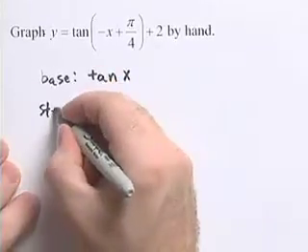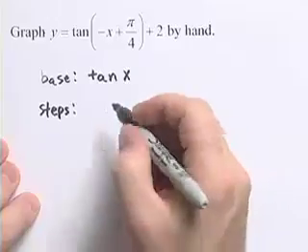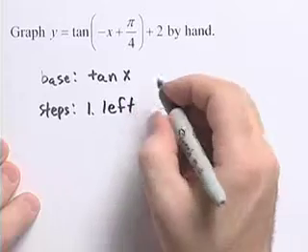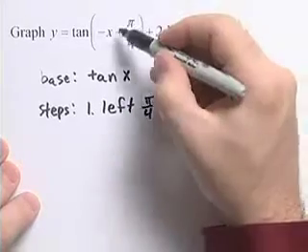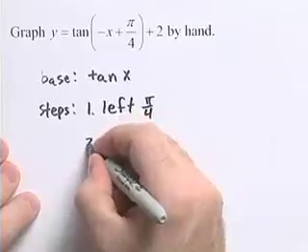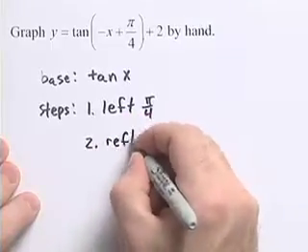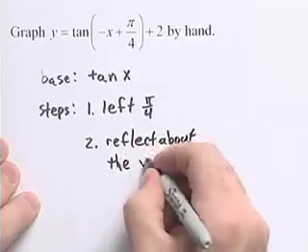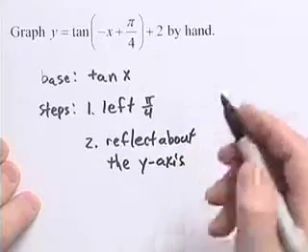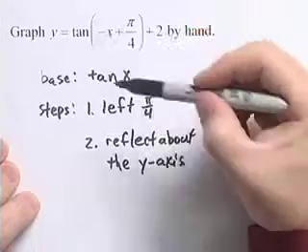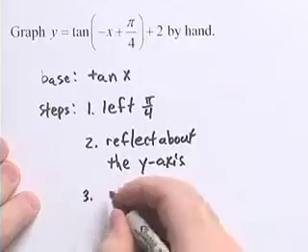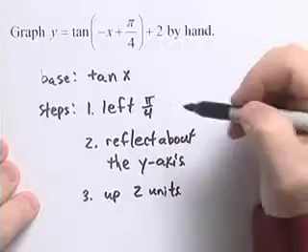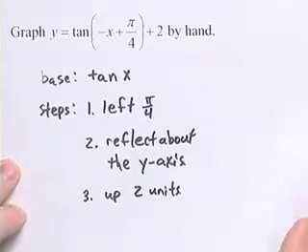To get to the graph of our given function from the graph of our base function, we need to first shift the graph of our base function to the left by pi over 4 units. So the plus pi over 4 tells us to do that. Next, we're going to reflect about the y-axis. Remember, that means we change x to negative x. That's what this tells us to do. And then the third thing we're going to do is shift the graph up 2 units. And that's what this plus 2 out here tells us to do. So we'll go to another page to do our graph.